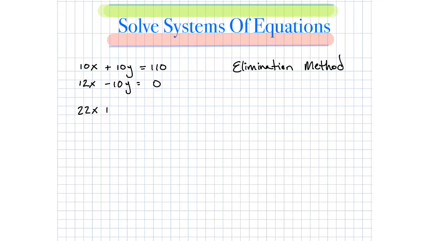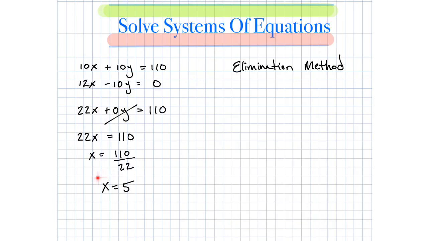10y minus 10y gives us 0y. And 110 plus 0 equals 110. Well, we know 0 times anything is 0, so we just eliminate our y variable. What's left is 22x equals 110. So x equals 110 over 22. x equals 5.